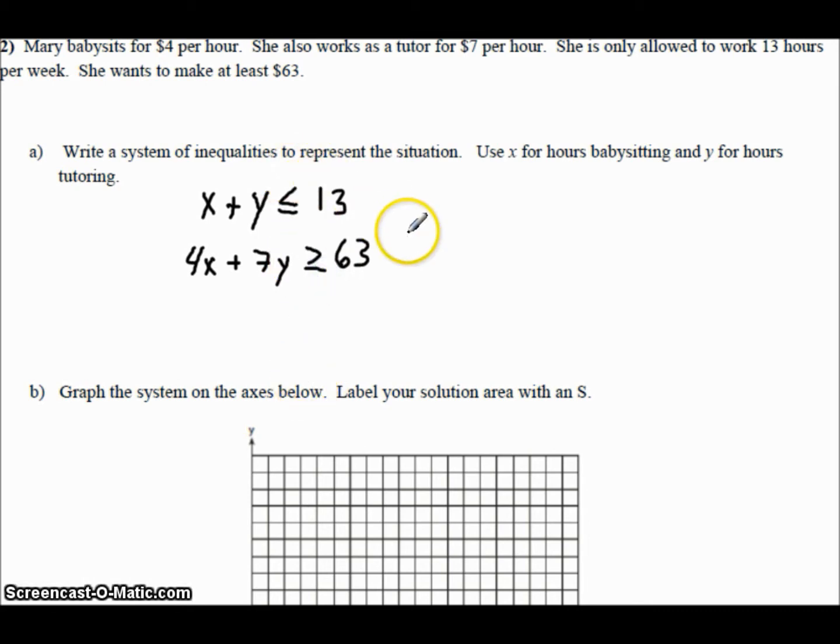And now what we've got to do is graph this on the axes below. So what I'm going to do is pause the video here, do it myself. You can handle this too. You just got to put it in y equals mx plus b form first, rearrange it, and you're good to go. And so pause the video here, do your own work, and then we'll compare our answers.